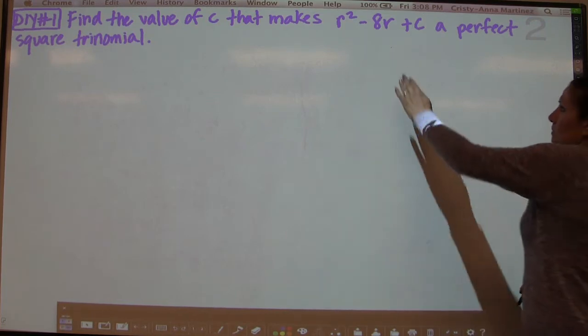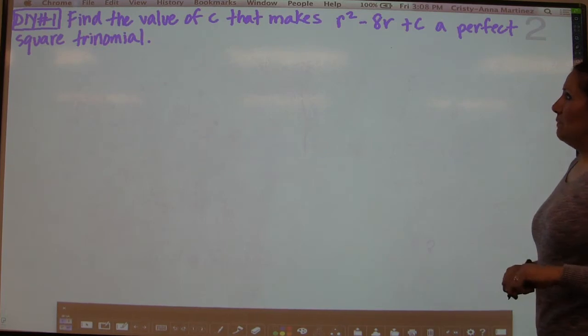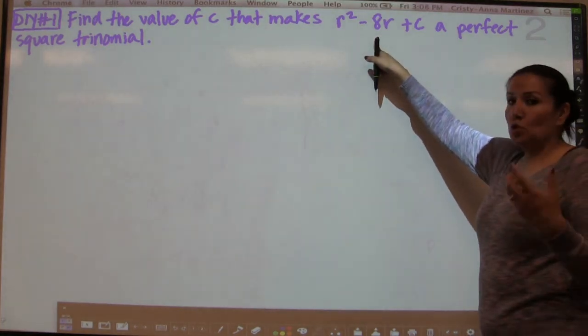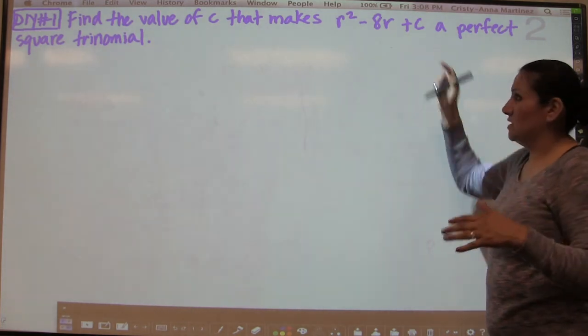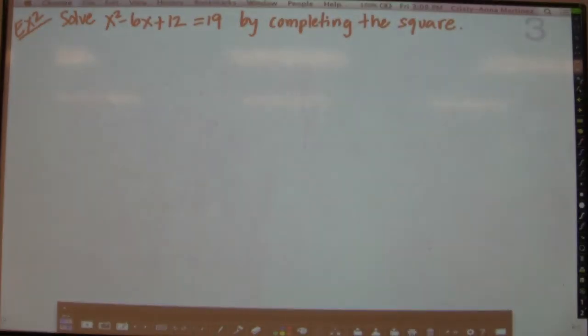Remember, we want to take the middle term, divide it by 2, and then square your result. Now remember that when you take the middle term, you divide by 2, you will have a negative, but when you square that negative, it should become a positive. All right? So now we're actually going to get to the nitty-gritty of actually completing the square, solving by completing the square. So we're going to do the whole process.